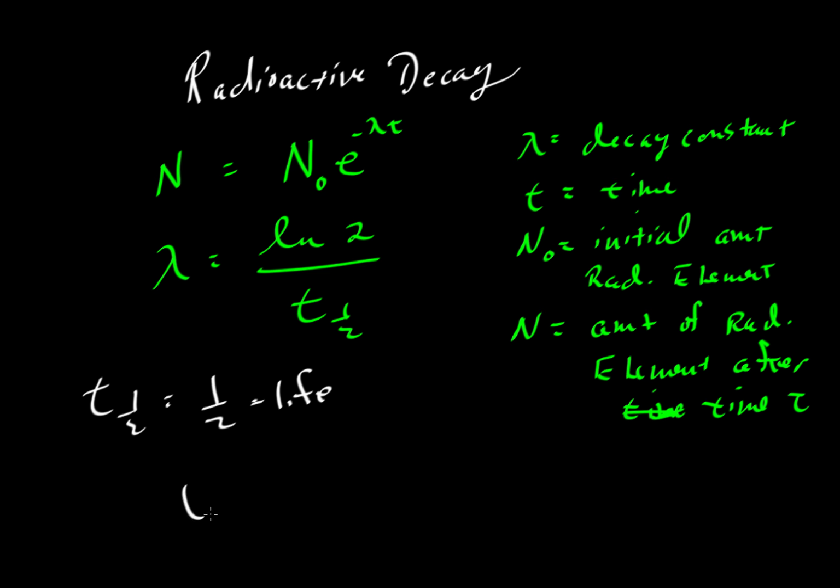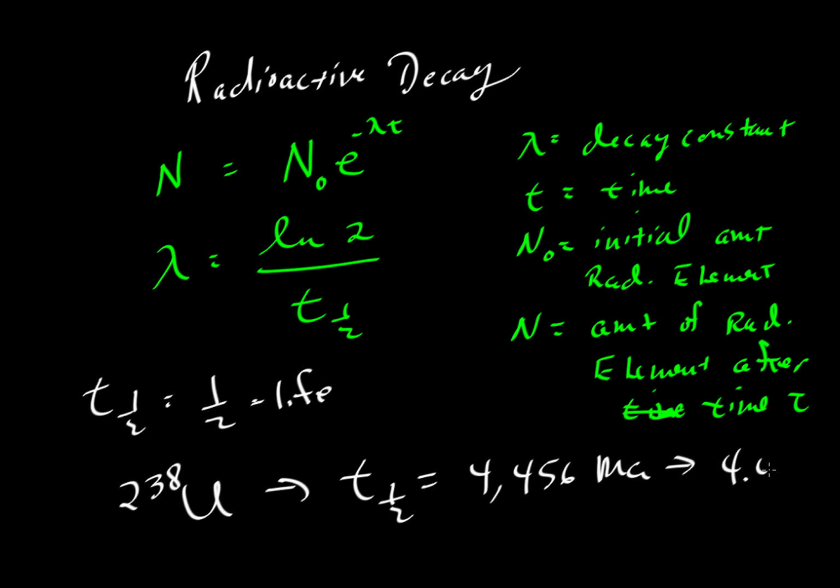Let's take an example. If we have uranium-238, its half-life, its t sub 1/2, is equal to about 4,456 million years, at least according to some experiments done at the Lawrence Livermore National Laboratory. And so Ma is mega annums. That's one way of measuring time, and we could also write this as 4.456 Ga, or gigaannums, for billions of years. These two things are equal, so we'll just write them either way.